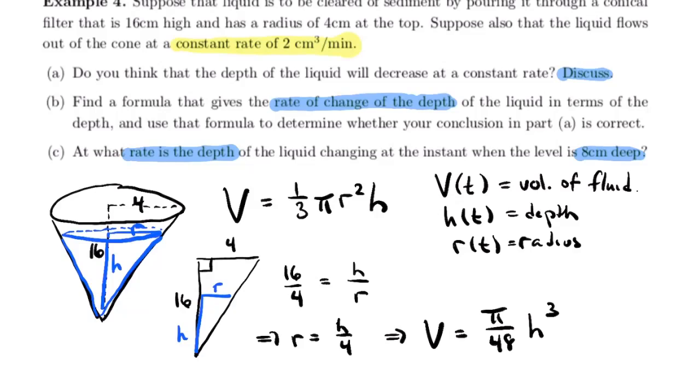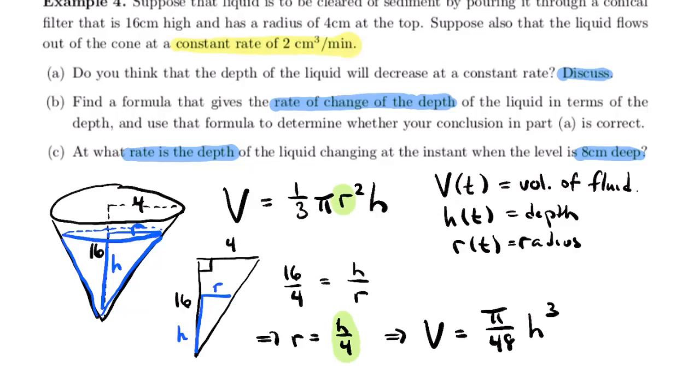Okay, that's just substituting. Maybe I can help with some color. Substitute H over 4 in for R. You got to square it. So you get H squared times H, that's where the H cubed came from. 3 times 16 is 48, and so on. So you can check that out.